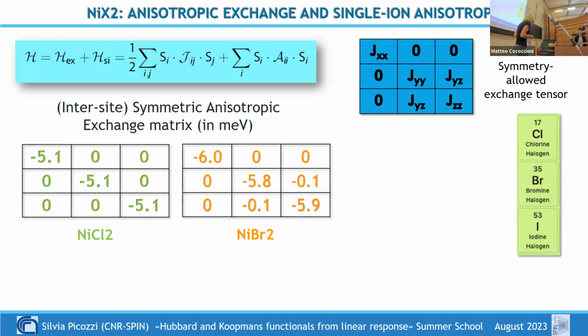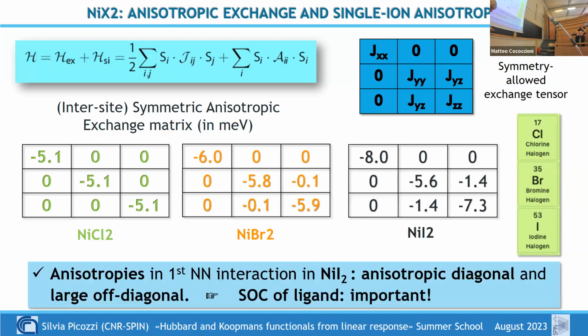Spin-orbit increases, and so as I move to nickel bromide, I start seeing diagonal terms which are a bit different, and also the emergence of off-diagonal terms. If I move to nickel iodide, the situation becomes much more different compared to a standard Heisenberg term. On the diagonal, I have exchange coupling constants which are very different, and the off-diagonal terms are very large. The ratio between off-diagonal and diagonal is like 15%.